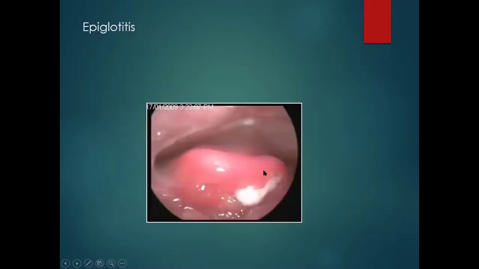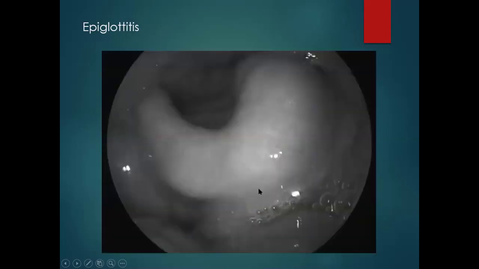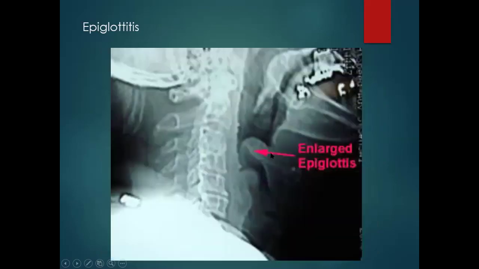This is the appearance of acute epiglottitis. The very thick epiglottis and slough is seen on the epiglottis. This is another appearance of acute epiglottitis: a swollen epiglottis with pooling of secretions. And if an X-ray is done, this is the thumb sign due to the swollen epiglottis. The swollen epiglottis will close the laryngeal inlet and might give us stridor.